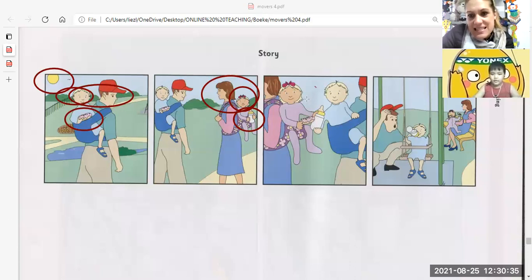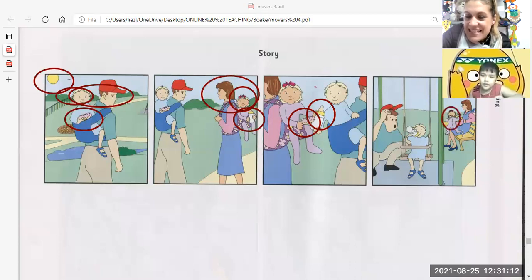Tom takes the bottle of milk. And the baby girl takes the cake. They are happy. Finally, the girl is eating the cake.